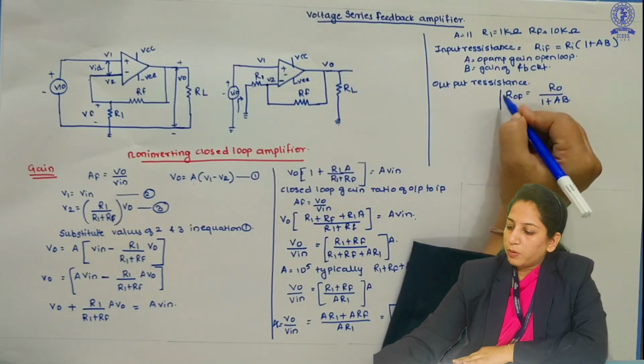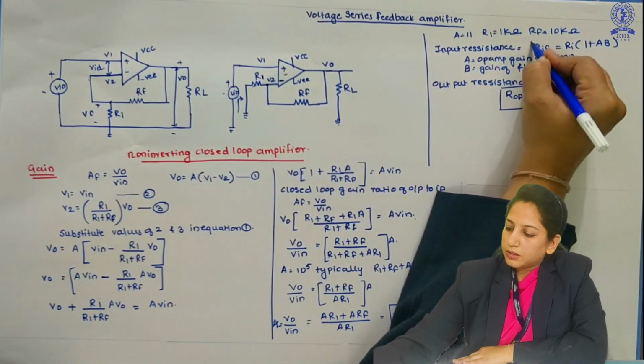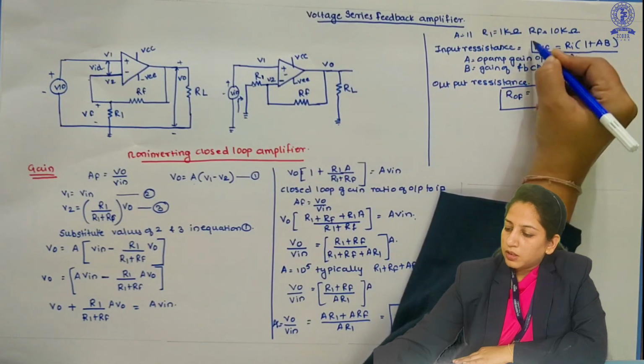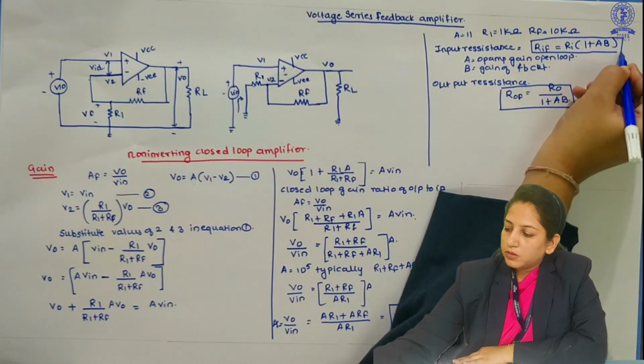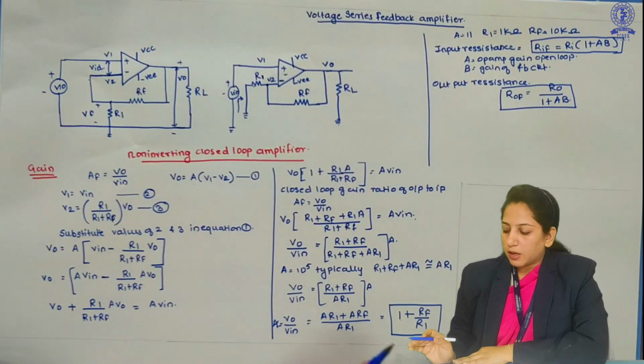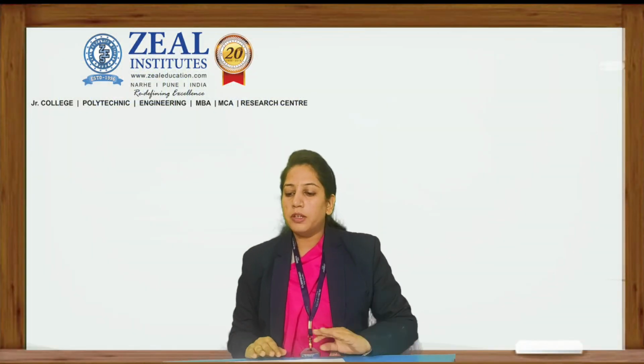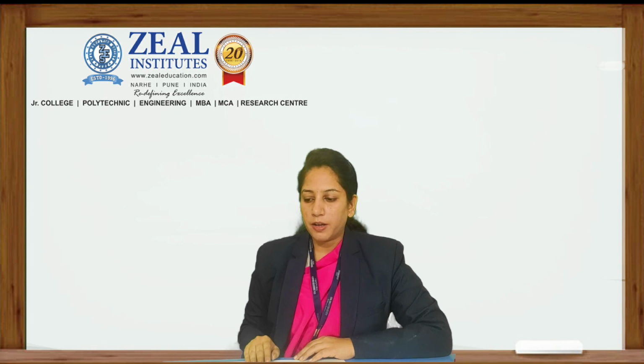So these are two formulas for our input resistance and output resistance. These are not mostly used. This is only the formula that we will use for the non-inverting closed loop amplifier. So in this way we have seen the voltage series feedback amplifier.